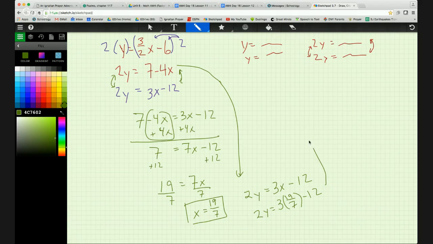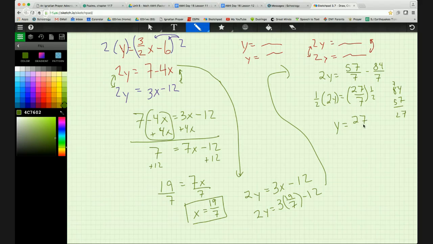I'm going to copy that whole thing back up here because it's going to take a little bit to solve. So 2y equals 3 times 19, which is 57 sevenths, minus 12. I'm going to convert that right now into 84/7, right? 12 is equal to 84/7. So 2y equals 57 minus 84 over 7. Uh-oh, this is ugly math, but we're going to work it all out. So 2y is negative 27/7. So I multiply both sides by a half, and I get y equals negative 27/14. So our answer is 19/7, negative 27/14.